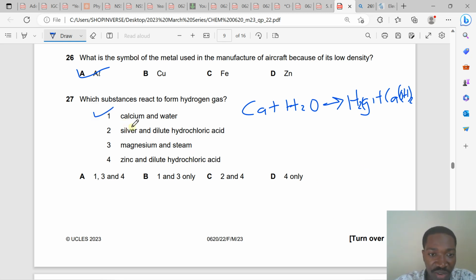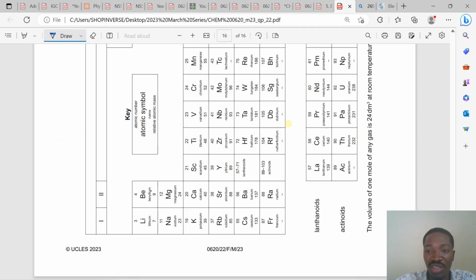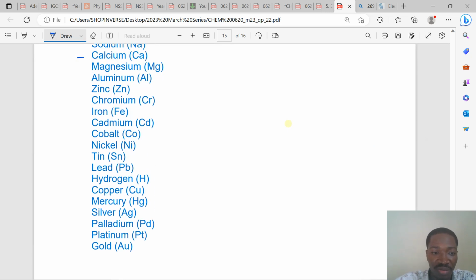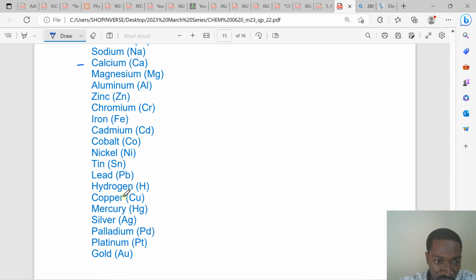How about this one? Silver and dilute hydrochloric acid. Silver is below hydrogen on the electrochemical series. So this one will not produce silver. Okay, I don't want to be writing equations for everything, in order to conserve time. This one cannot form silver chloride because silver is below hydrogen on the electrochemical series. If you look at the electrochemical series, hydrogen is above silver. Hydrogen, copper, mercury, silver. Silver is below hydrogen.